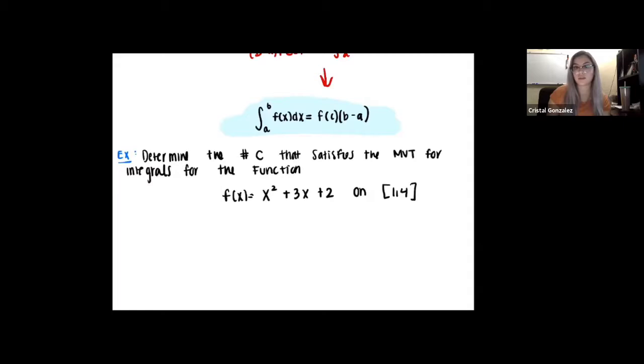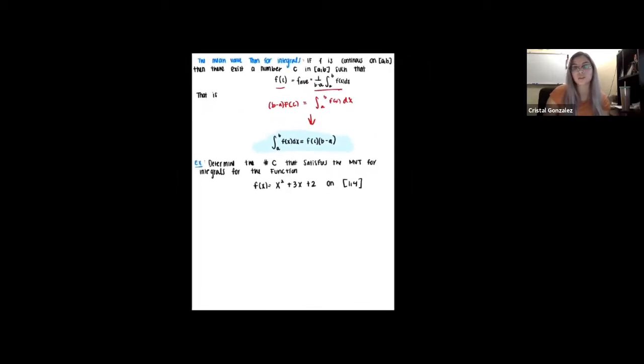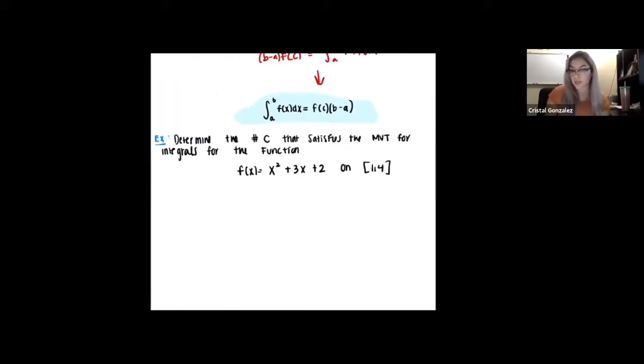So what we want to do here is apply the theorem that we have up there and find that c value like we did earlier. Since we're applying the mean value theorem for integrals, we're going to use this formula. So we take the integral from 1 to 4 of f of x dx, where f of x is x squared plus 3x plus 2, and don't forget your dx. We set that equal to f of c. If this is our f of x function, then f of c is just c squared plus 3c plus 2. Nothing crazy, we just plugged in c instead of x.